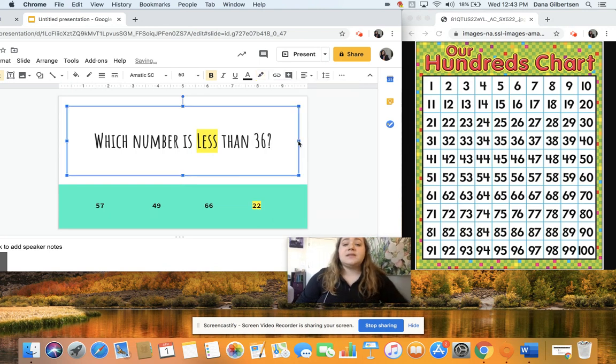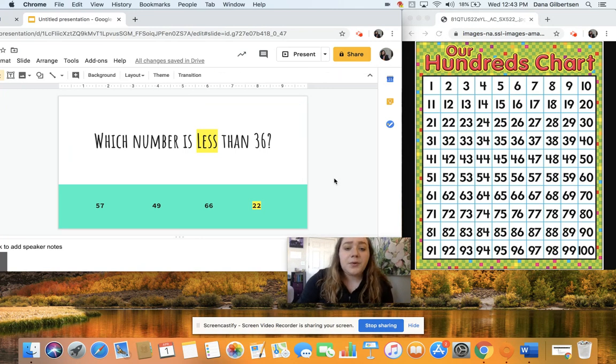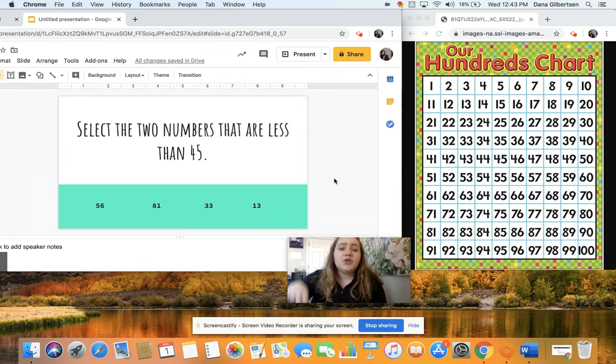But friends, sometimes you're going to be asked to pick more than one number that is greater than or less than another number. It's not always going to be just picking one answer. Sometimes there might be two or three. So now we're going to practice when we have to find two numbers that are less than another number. It says, select the two numbers that are less than 45.